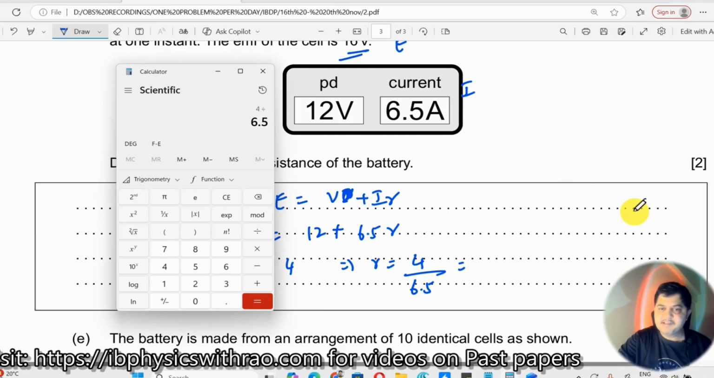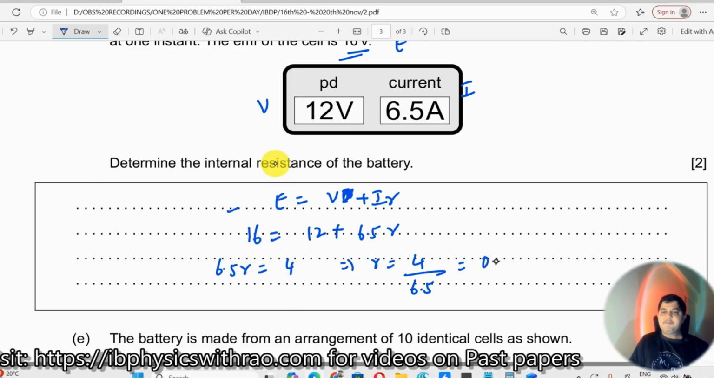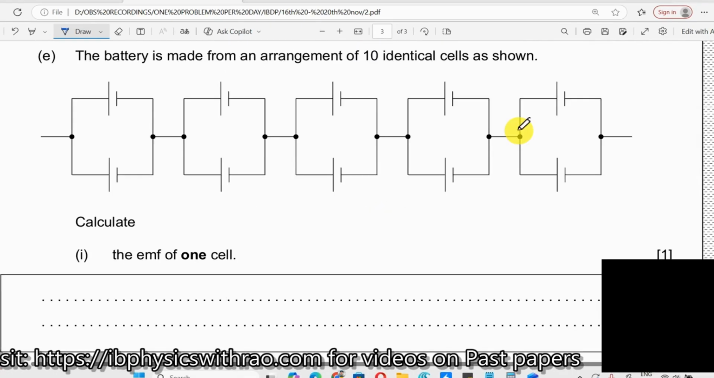4 divided by 6.5 is 0.615, which is nearly 0.62. The unit is ohms. 0.62. Let us move on to the next one.